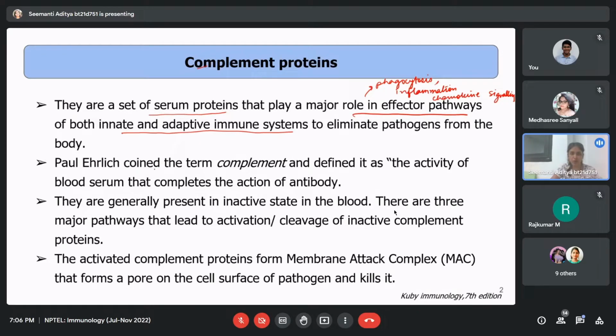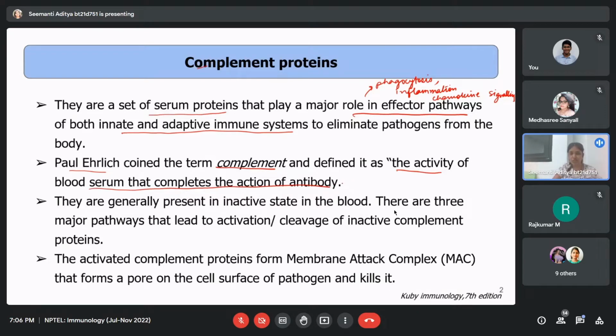Before that, the term complement was coined by Paul Ehrlich. We have heard about this scientist earlier. He is a very famous scientist in the field of immunology. Ehrlich had discovered the magic bullet. He coined the term complement and defined it as the activity of blood serum that completes the action of antibody. So what does this definition mean?